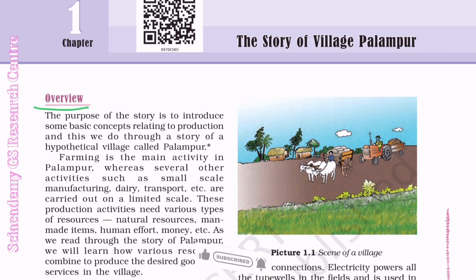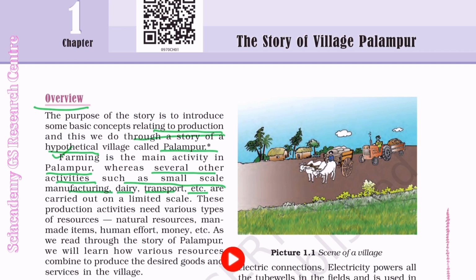Overview. The purpose of the story is to introduce some basic concepts relating to production, and this we do through a story of a hypothetical village called Palampur. Farming is the main activity in Palampur, whereas several other activities such as small scale manufacturing, dairy, transport, etc. are carried out on a limited scale.